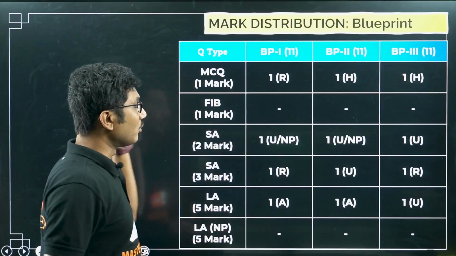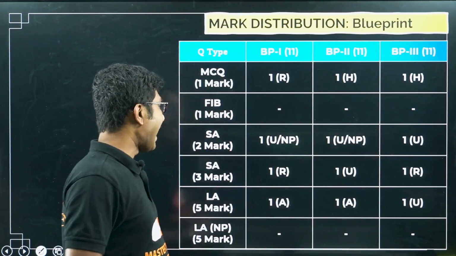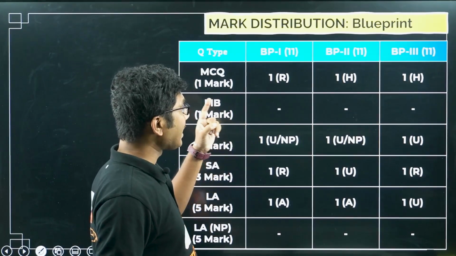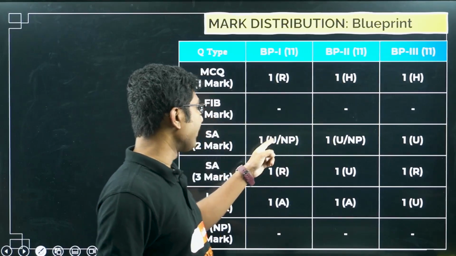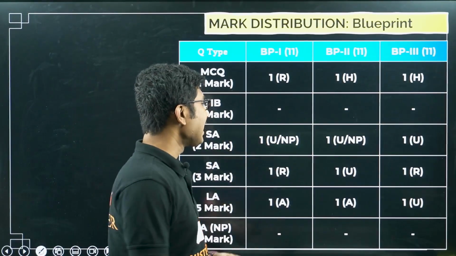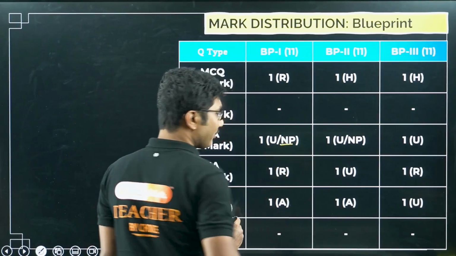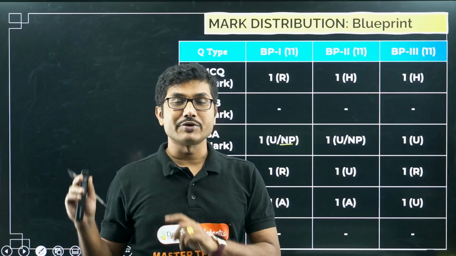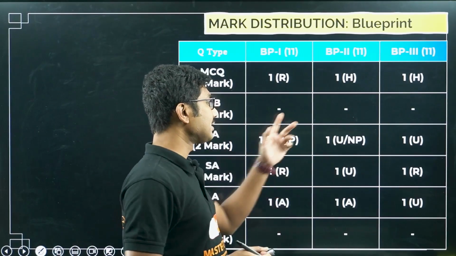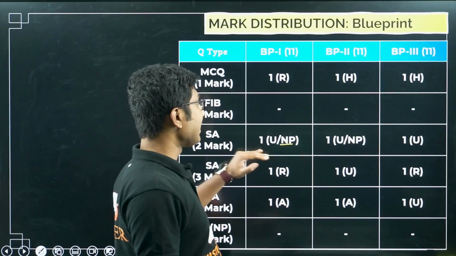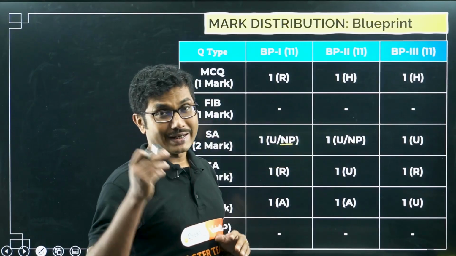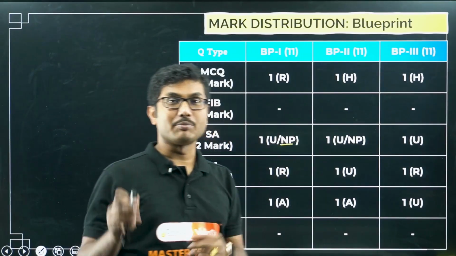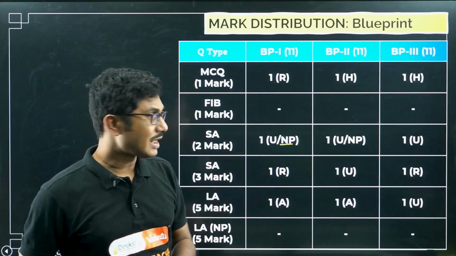Now, there is no fill in the blanks in this chapter as well, and for the small answer type 2 marks question, as you can see in blueprint 1 and blueprint 2 they have given understanding based, and a slash new term NP is written. What is the meaning of NP? Basically they are saying that 2 marks numerical questions will come. So this is a unique chapter where you can expect a 2 marks numerical question, and this is there in 2 of the blueprints, so highly probably there will be a numerical question from this chapter, right?